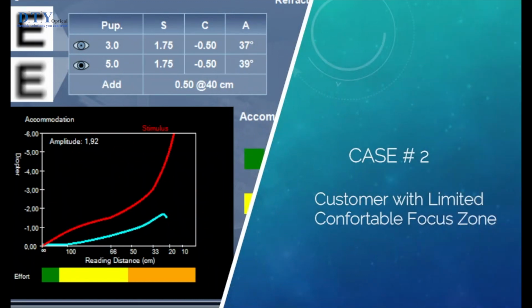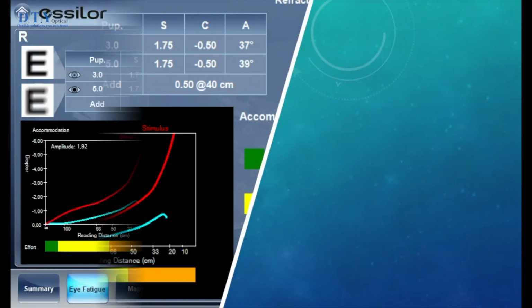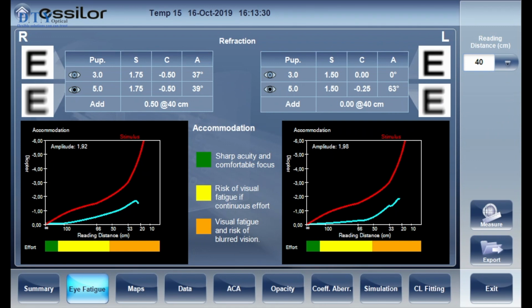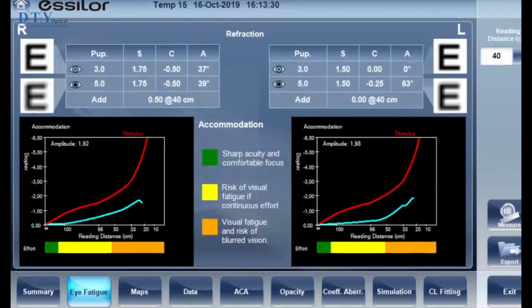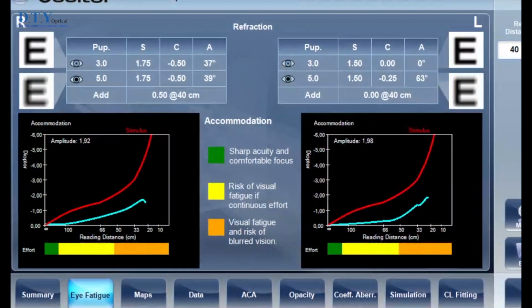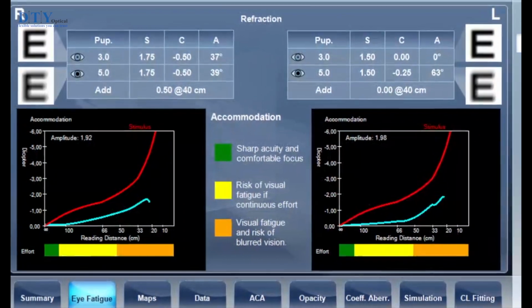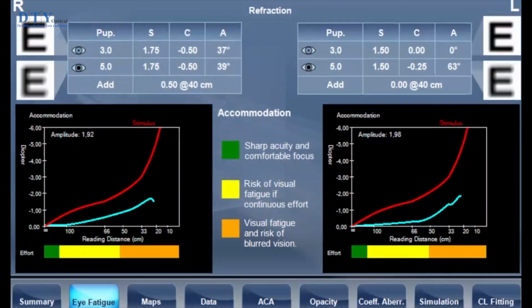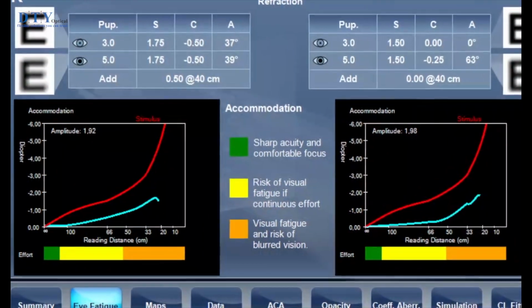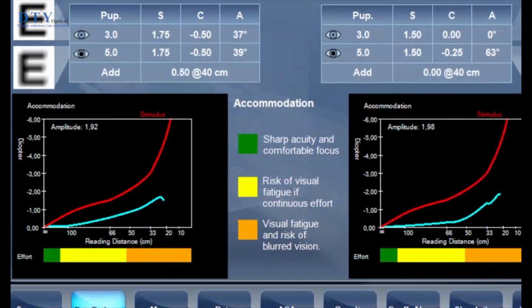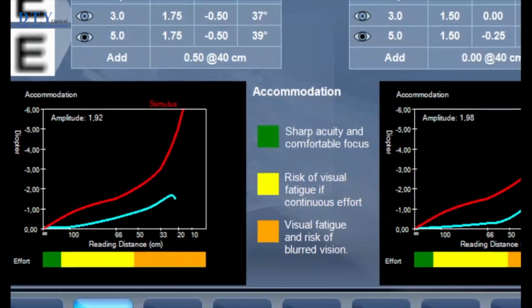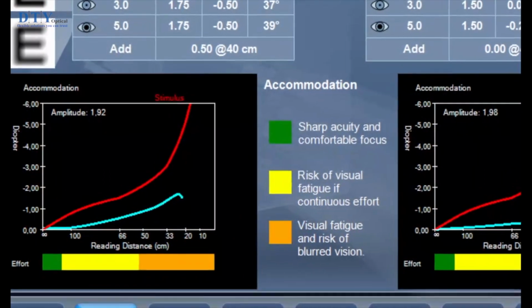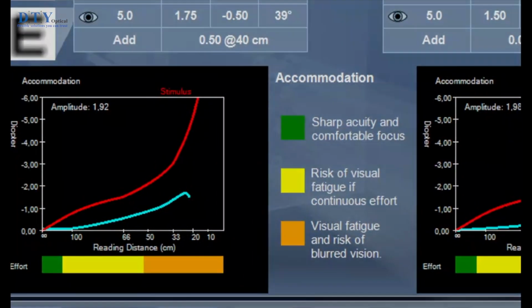Case 2. Patient with a limited comfortable focus zone. In this case, we notice a larger zone of risk of visual fatigue starting around 1 meter until 50 centimeters. Visual fatigue is starting at 50 centimeters. This indicator of eye fatigue can help the eye care professional to start talking about the different types of lenses that would be the most appropriate. In any case, this first indication must be confirmed during the subjective refraction.